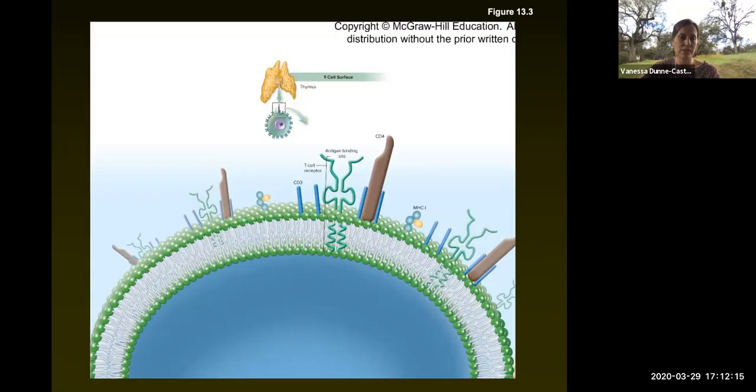Okay, let's actually reverse ourselves. We're going to go back and talk about B cells here. So I'm going to stop these slides for just a second.